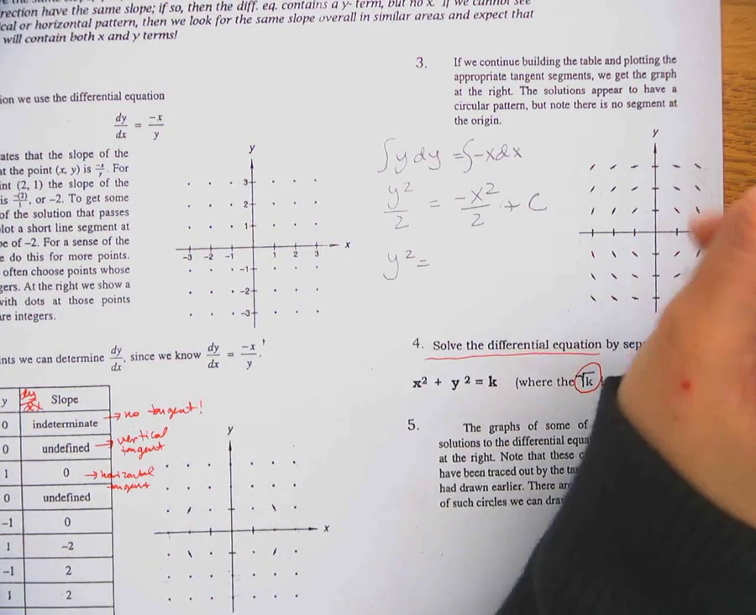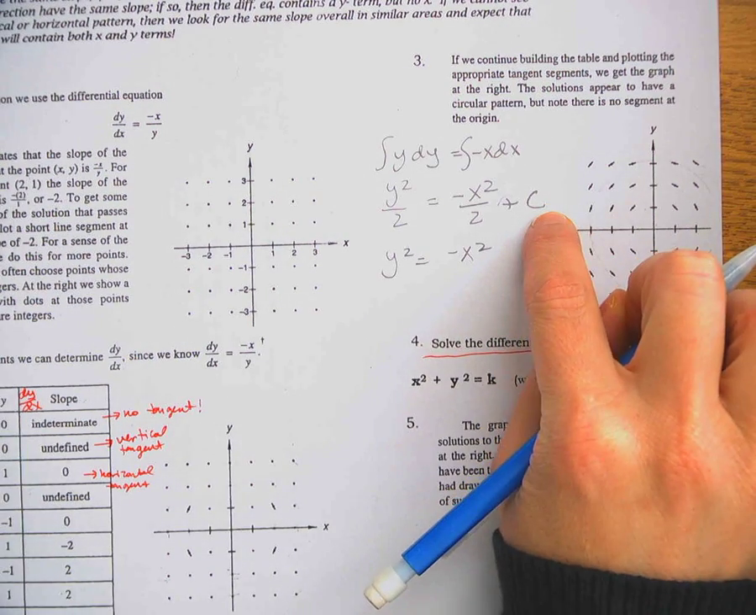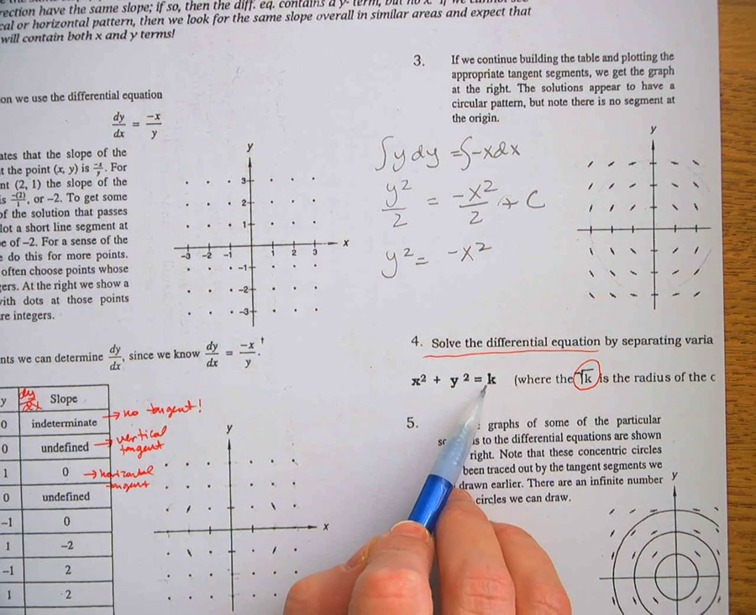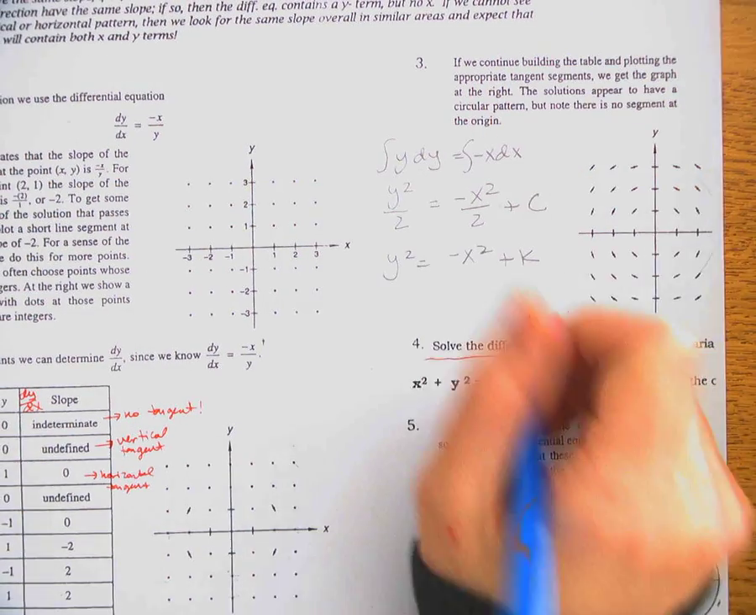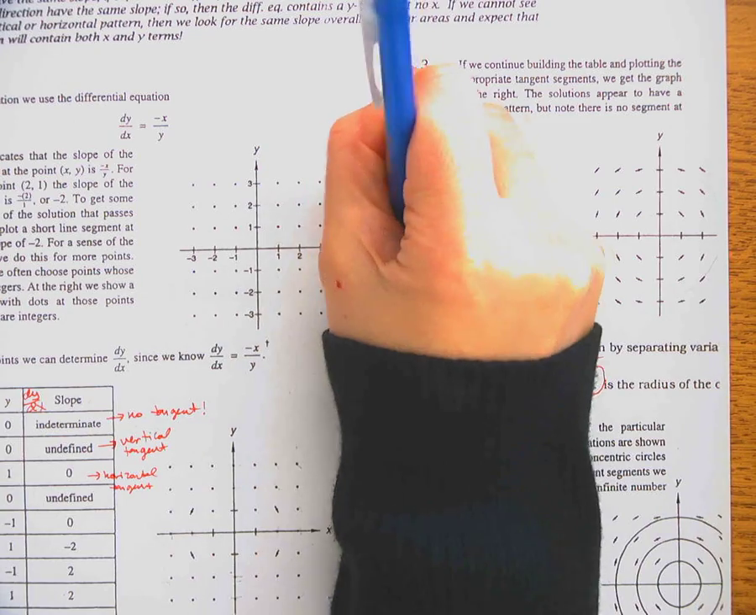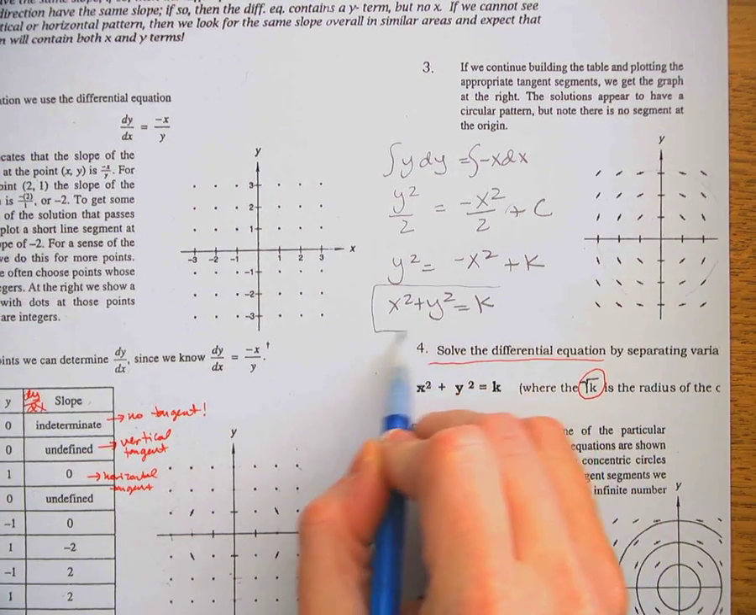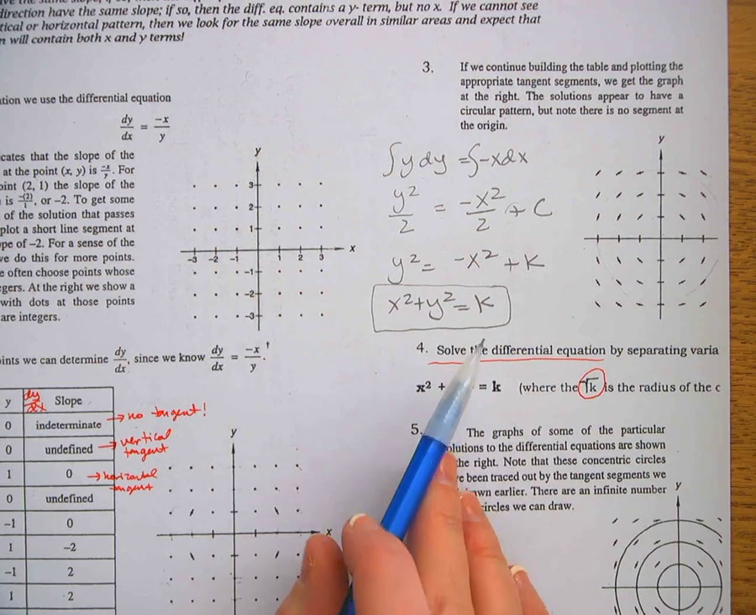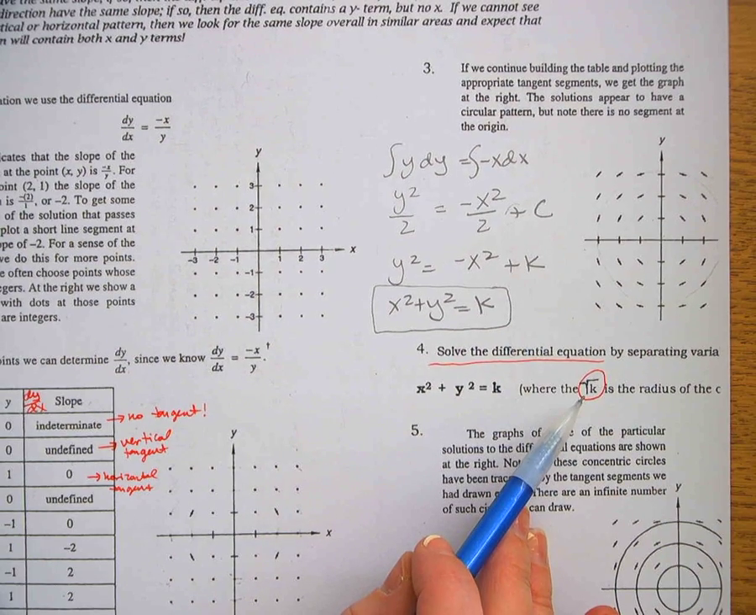So I get y squared equals negative x squared. So now this c has been multiplied by 2, so it's a different constant now, and I'm just going to go ahead and use the one that they gave me here. Let's just call that k. And then I'll go ahead and add x squared over to the other side. So there's our solution to the differential equation. Since I wasn't given an initial value, I don't need to solve for k. We just understand that the square root of k would be the radius of the circle.